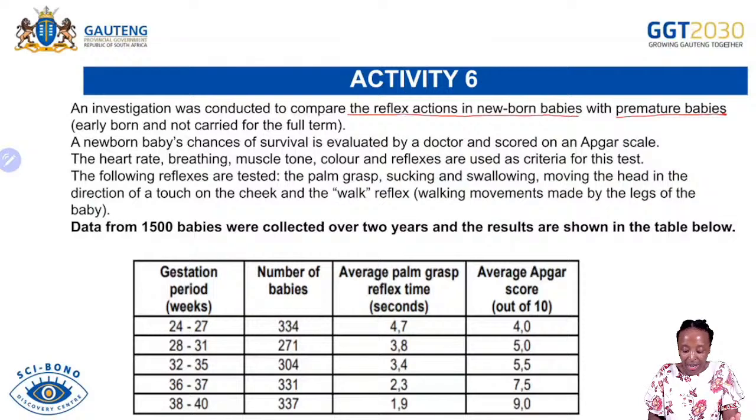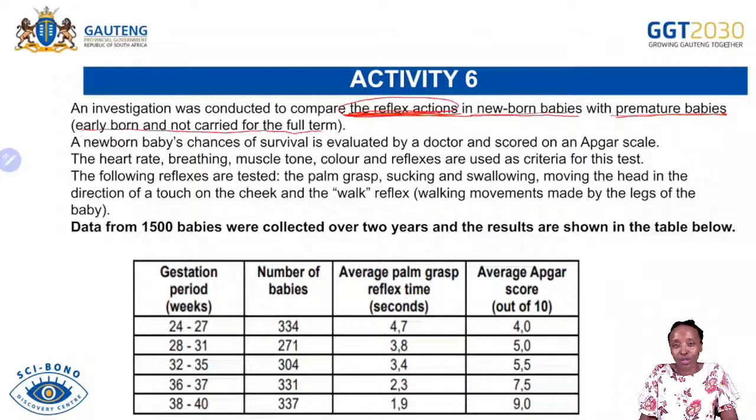So we're comparing reflex actions. This is what is being compared. Reflex actions. Between what? Between newborn babies and premature babies. So the premature babies are those that are early born and not carried for the full term. So they are not carried until the 40 weeks of gestation. They might be born maybe on week 30, week 28, week 25. Those are what we call the premature babies.